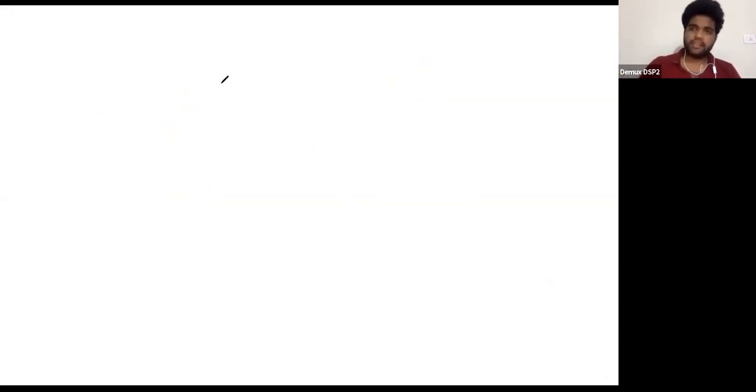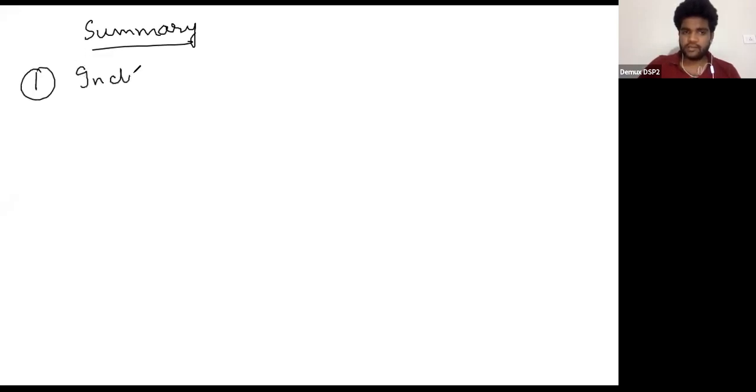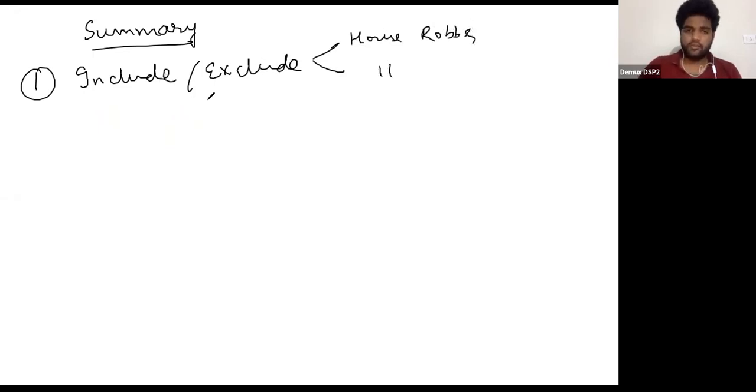So I'll just summarize what we did today. In short, we looked at two types of decisions. We looked at a decision called include exclude, and we looked at a couple of problems of house robbers in that, 1 and 2. In this, when we were doing this decision, the eventual sub problem that we were left with was a prefix or a suffix subarray.